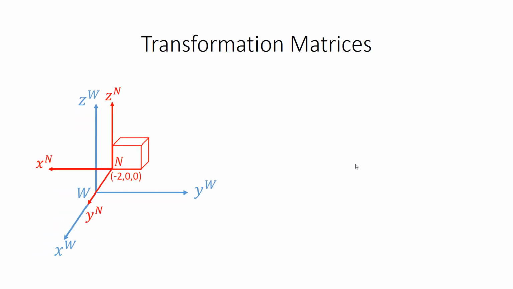Okay, so now let's look at this other example. Here the cube has moved, so the position of the origin is no longer the same, and the axes have been flipped around a little bit. So think about how would you describe the x-axis of n, the red one, relative to w?